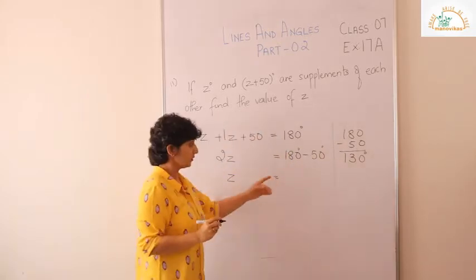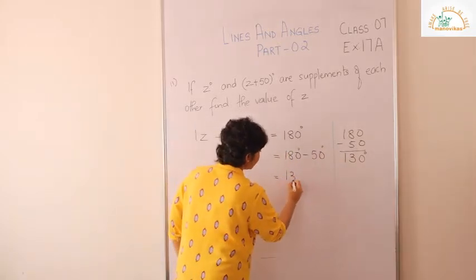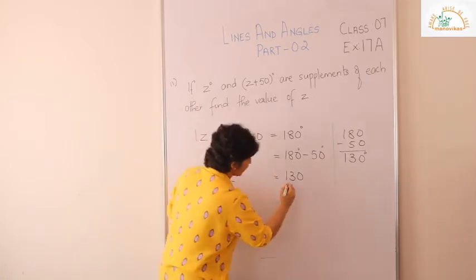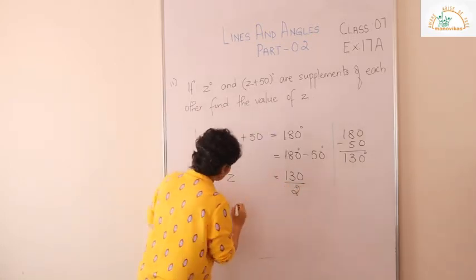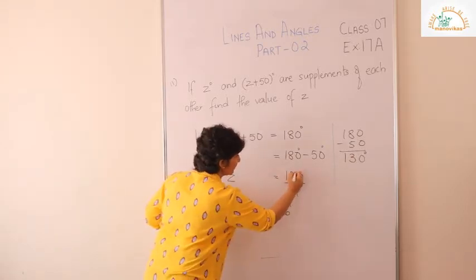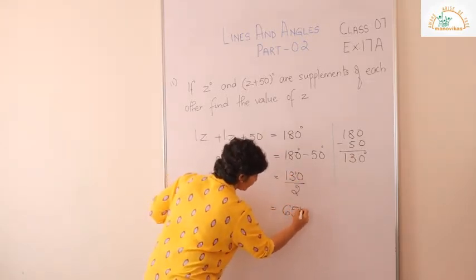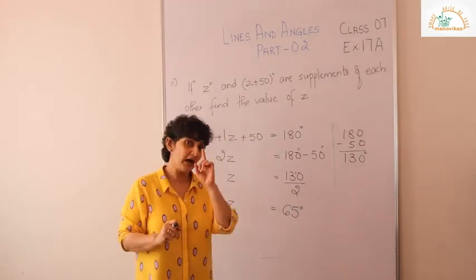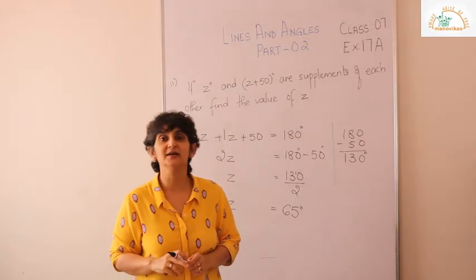Right children? So let me write here 130, and 2 is multiplied. When we take it to the other side, we get it as upon 2. So z is equal to 130 upon 2: 2 6s are 12, 13, 2 5s are 10. So the value of z is 65. I hope I am clear. Let's move on to the next sum.